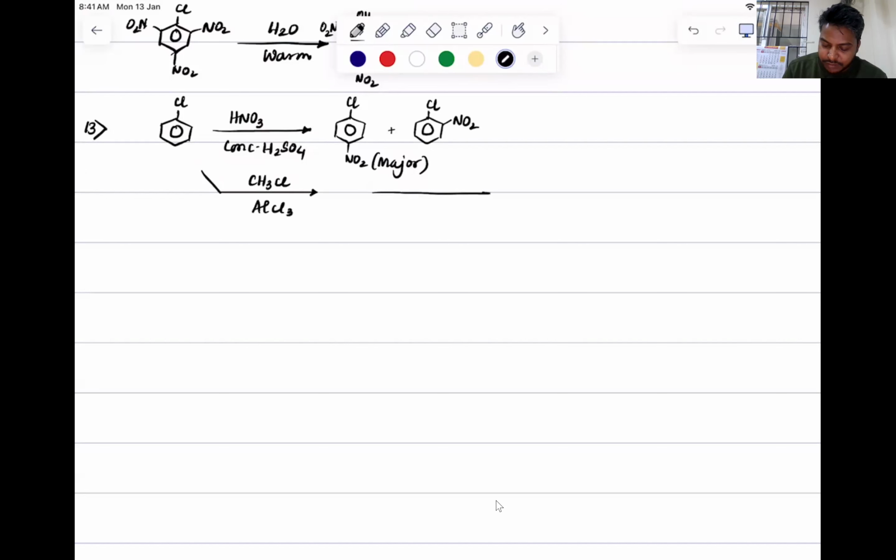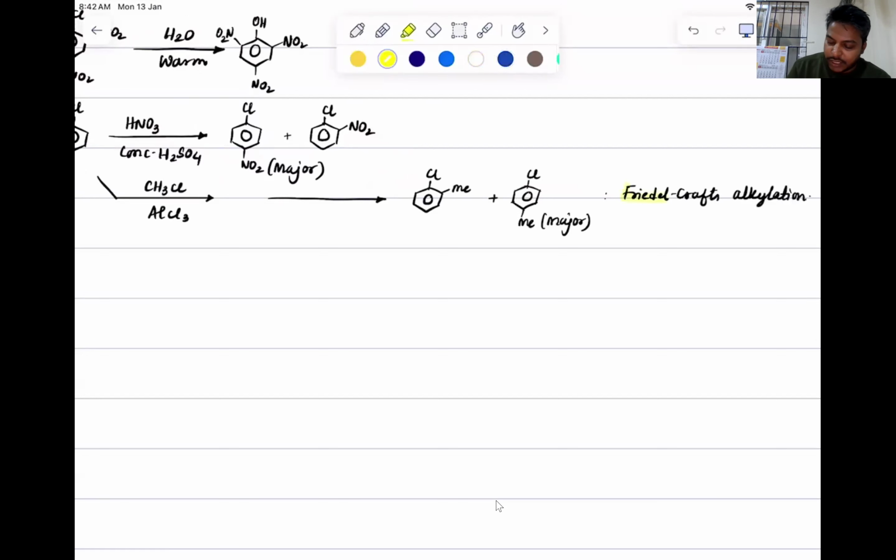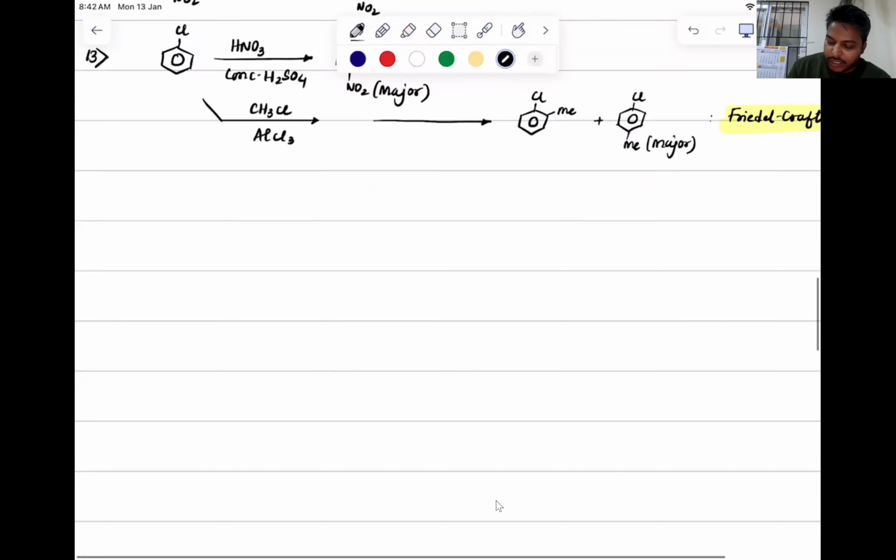So this will give us a product of chlorine with methyl here, plus chlorine with methyl at para. And this is major. And the reaction name is Friedel-Crafts alkylation. Since you are aware of what alkylation is in Friedel-Crafts reactions, you know how acylation also works. Right? How does acylation also work?